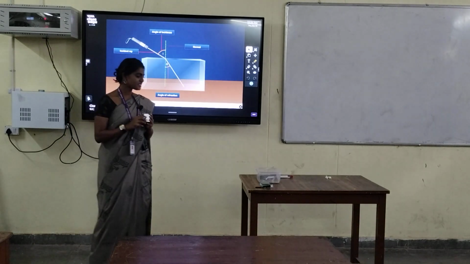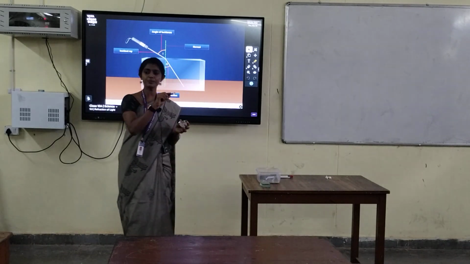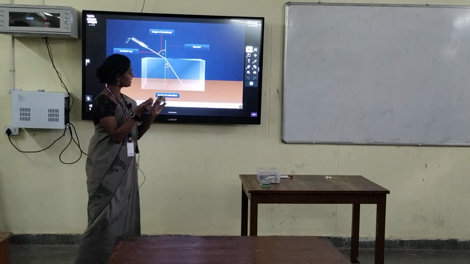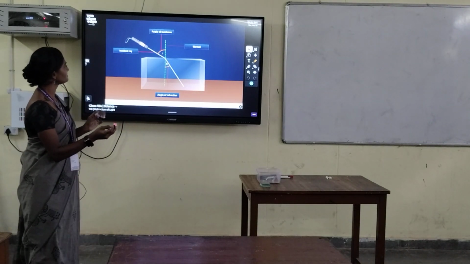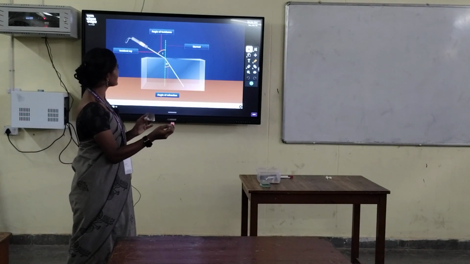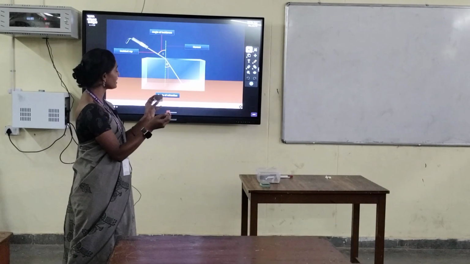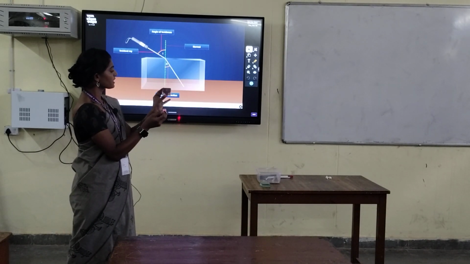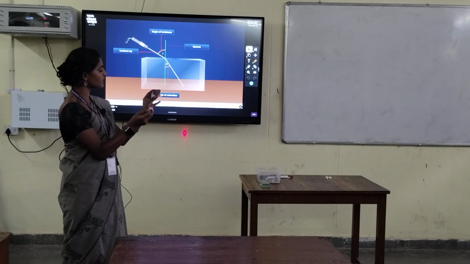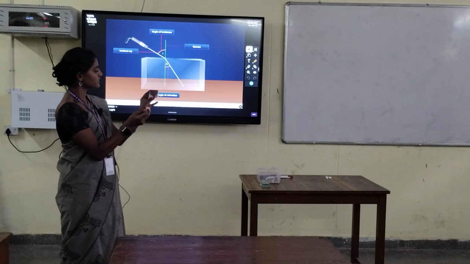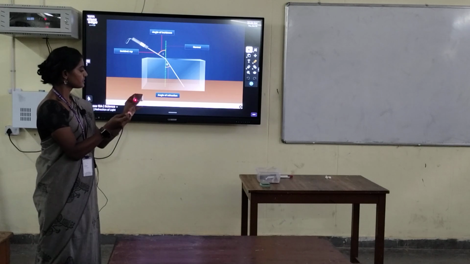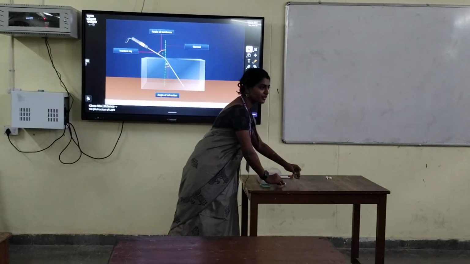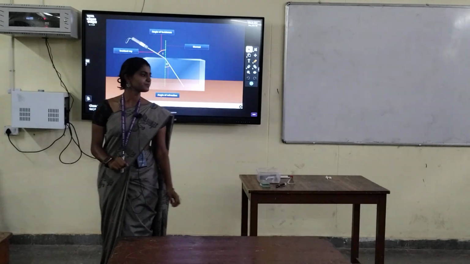Clear? Yes. Now how does light travel through a prism? Have you ever wondered about that? Can you all see this ray of light here? You can see it is traveling in a straight line. Once it is incident on the surface of the glass, can you all see the bending of the light? Can you all see the change? Okay.